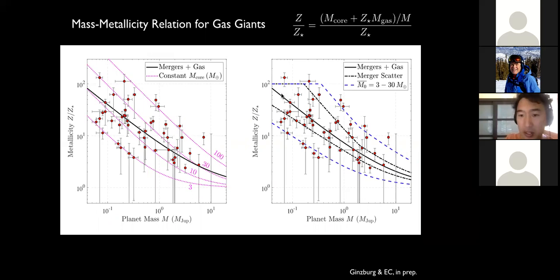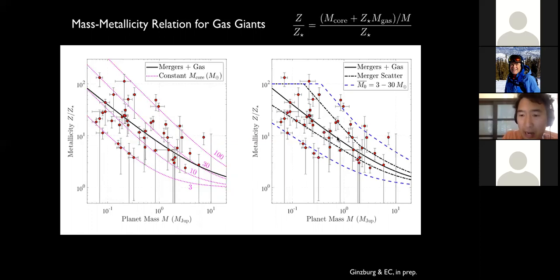The result is, here's the same data: Z planet over Z star versus planet mass. The data is the red points. And our model's mean relation is this black one right here. So that's how well we do there. And it's really simple. You're eating things at the same time that you're accreting gas.